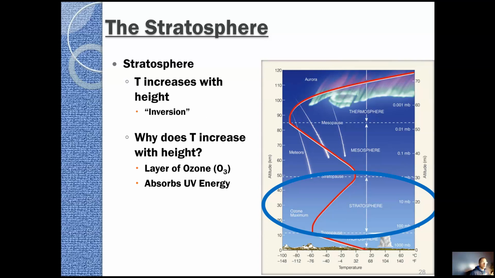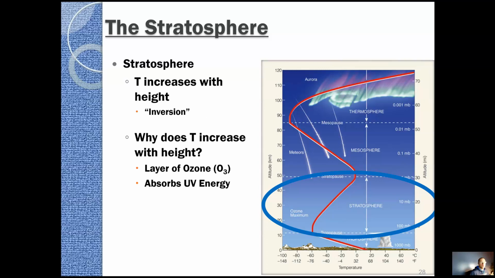And so as we work our way up, we next find ourselves in the stratosphere. And one of the big things that I noted early on was the fact that you can see that red trace. Once you leave the troposphere and enter the stratosphere, you notice that your red line starts curving or slanting back to the right. This is showing that the temperature is increasing through the stratosphere.